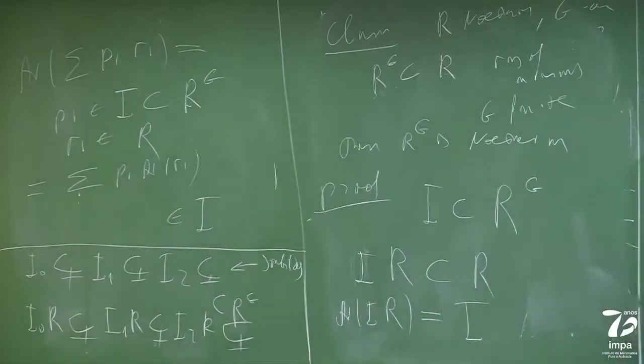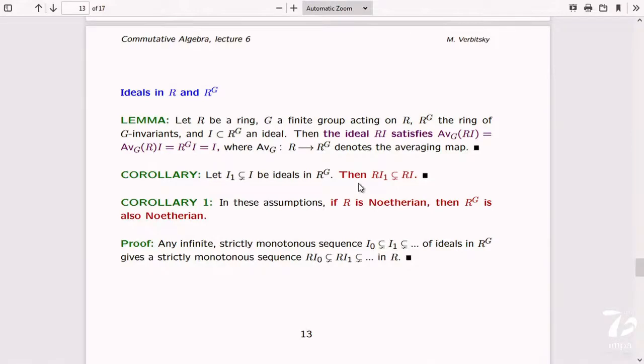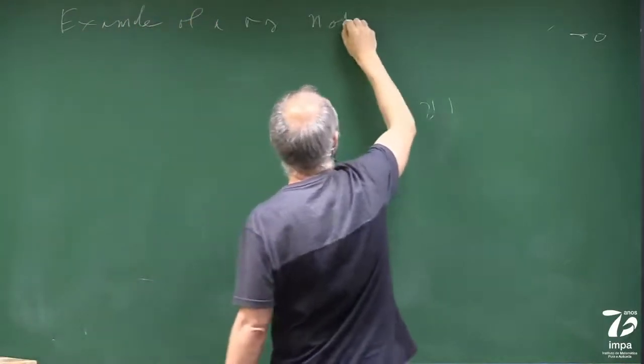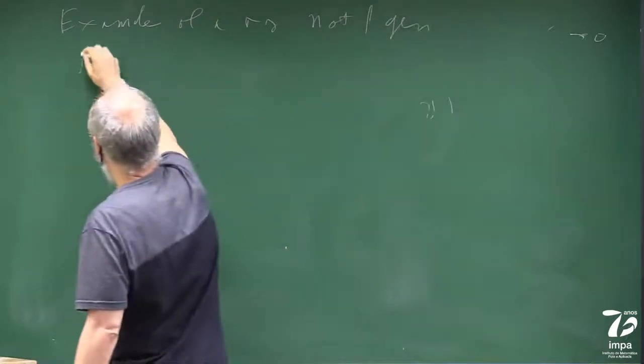So this proves the first statement of Noether, the first step of the proof that if you have a Noetherian ring, then the ring of invariants is also Noetherian. This doesn't imply finite generatedness because, as I told you last time, there are rings which are not finitely generated but still Noetherian. The best example is probably the example of a ring which is not finitely generated but Noetherian.